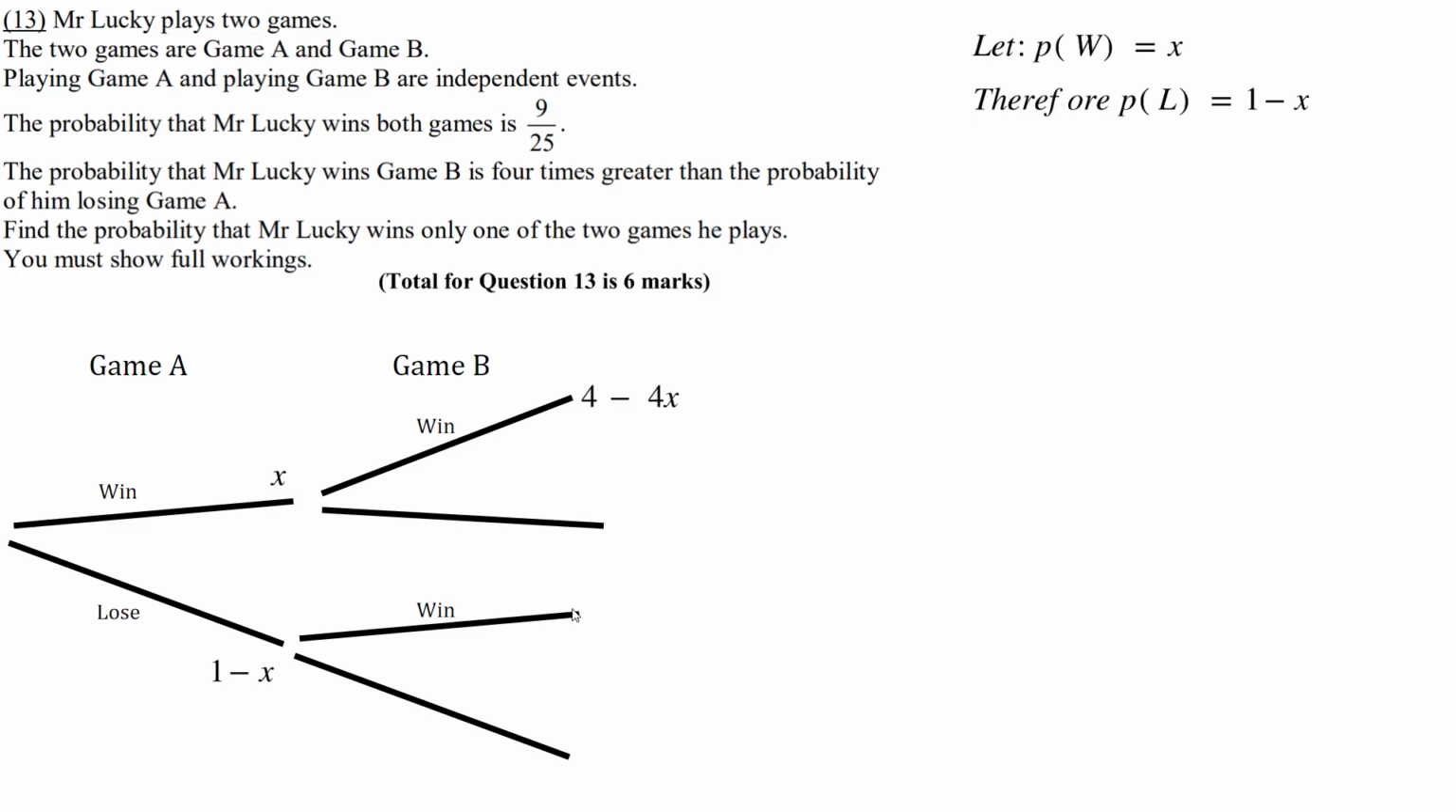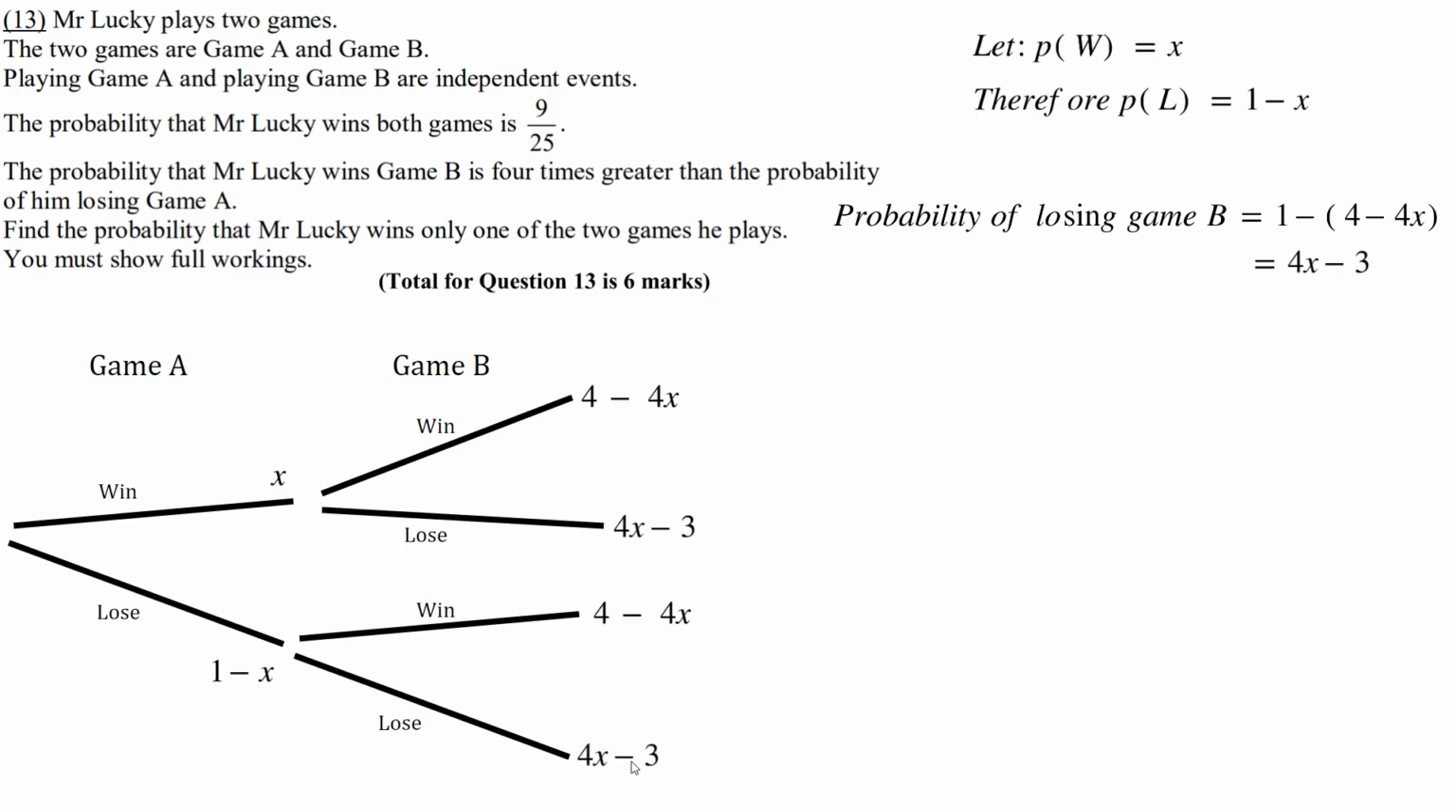Oh no, sorry, I've just filled in this next one. Okay, so it's the same thing. Now, that means the probability of him losing game B is 1 minus (4 minus 4x), because probabilities still add up to 1. So just do 1 minus that. But just be careful here. The minus distributes, so this minus minus will become a positive 4x. So you have 4x minus 3 for him losing the second game.